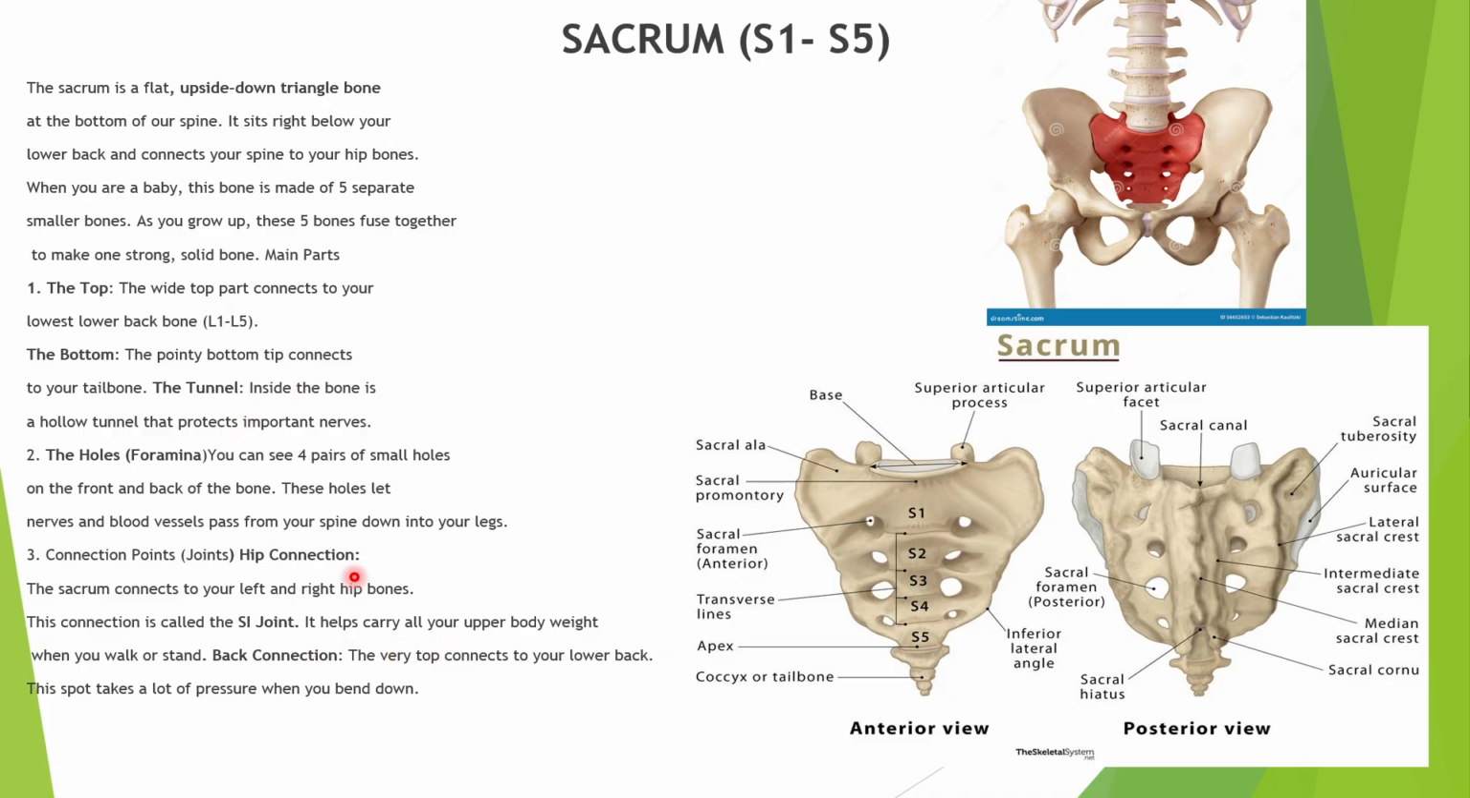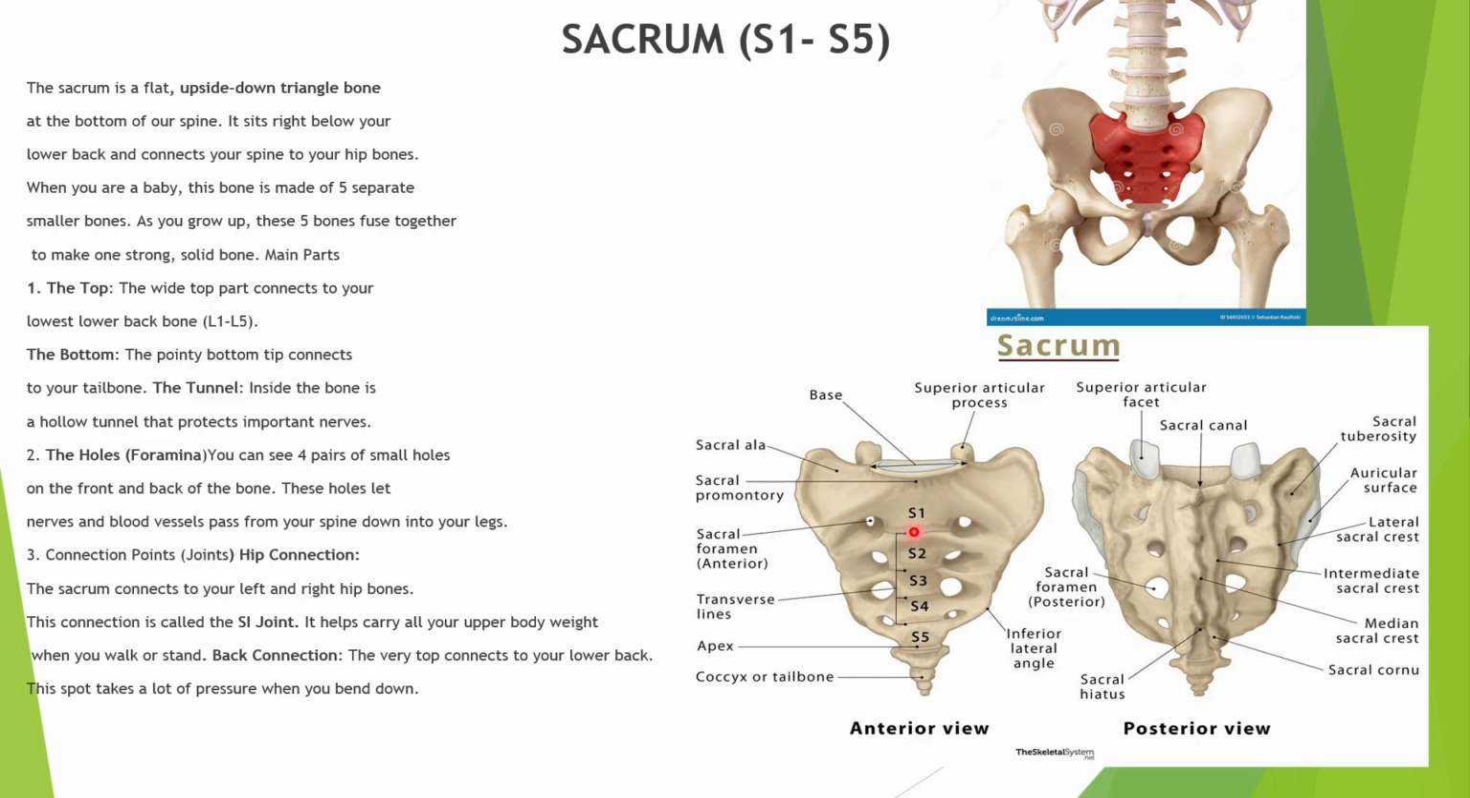So here you can see some foramina, 4 pairs of small holes in the front and the back of the bone, and the connection points are the hip connection. The sacrum connects to the left and right hip bones. This connection is known as the sacroiliac joint. Okay, so there is a back connection. The very top connects to our lower back. So this is simply a sacrum, 5 in number fused together to make one strong and solid bone.